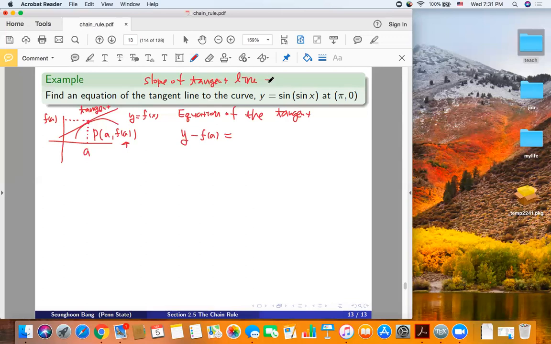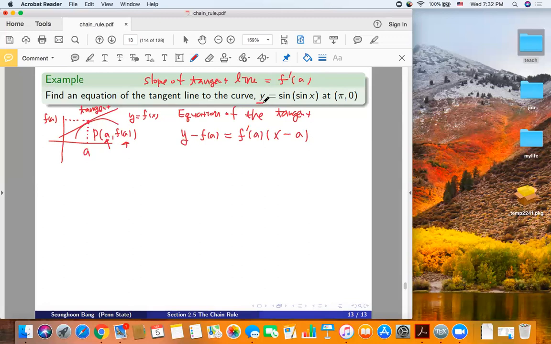Delta y over delta x, you're right, exactly. f prime of a, yes. Delta y, dy over dx, f prime of a. So exactly, the equation is y minus f of a equals f prime of a times x minus the x component a. This is the idea.